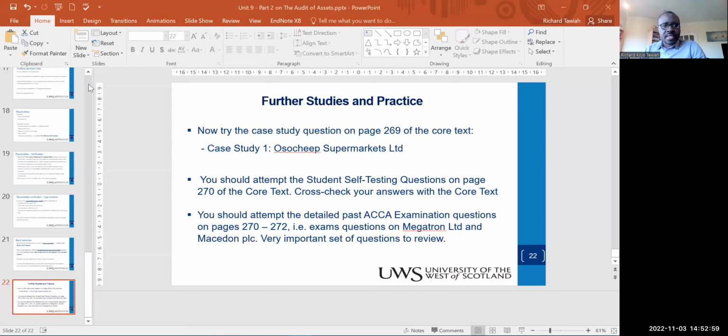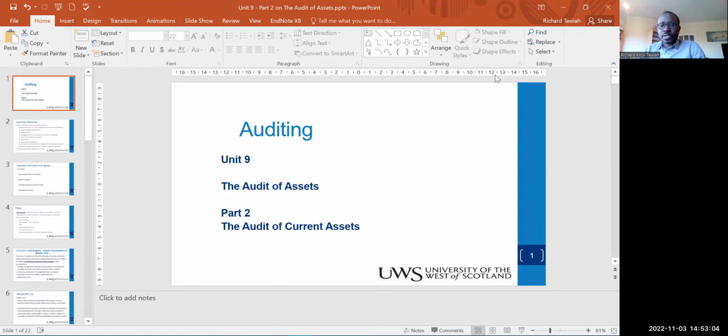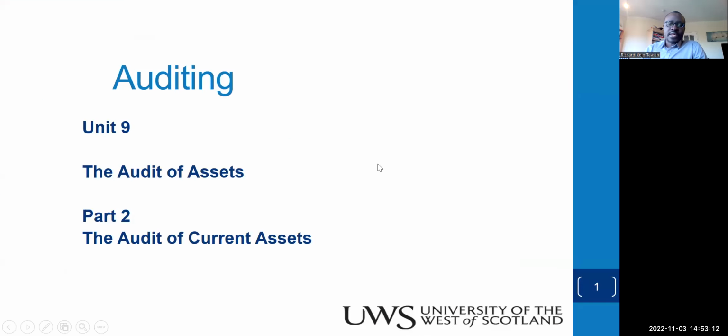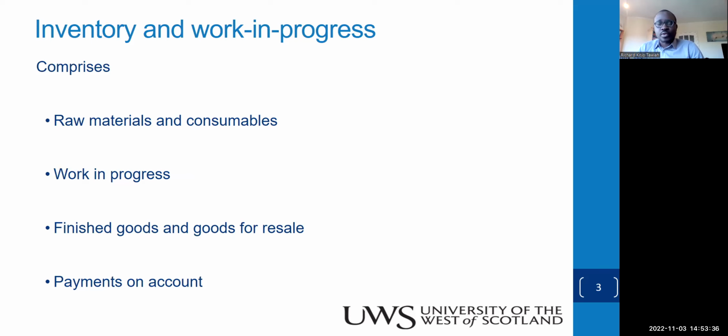So the same learning objectives as previously, but like I said, we want to focus more on the other aspects of assets that we've not covered. In the previous unit, we looked at audit of the intangible and tangible assets. Here we're looking at audit of current assets. We'll be looking at inventory and work in progress, receivables, cash and bank, and then we'll look at legal consequences if we fail to do that.